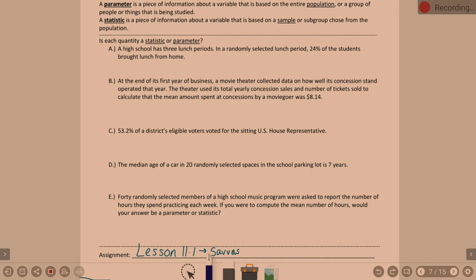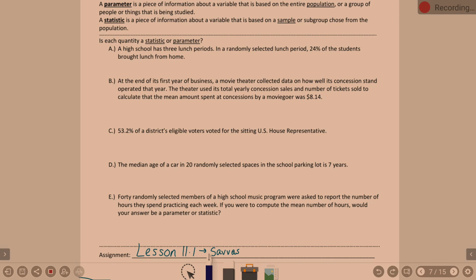So parameter is something that describes the population, whereas a statistic is a piece of information about a variable that's based on a sample or subgroup chosen from the population. So you've got parameter, that is some piece of information that describes the entire population. Statistic is some piece of information that describes the subset or that sample. Okay? Now, I personally have my easy way to remember those: the P's go together, the S's go together. I'm sure you'll come up with yours.